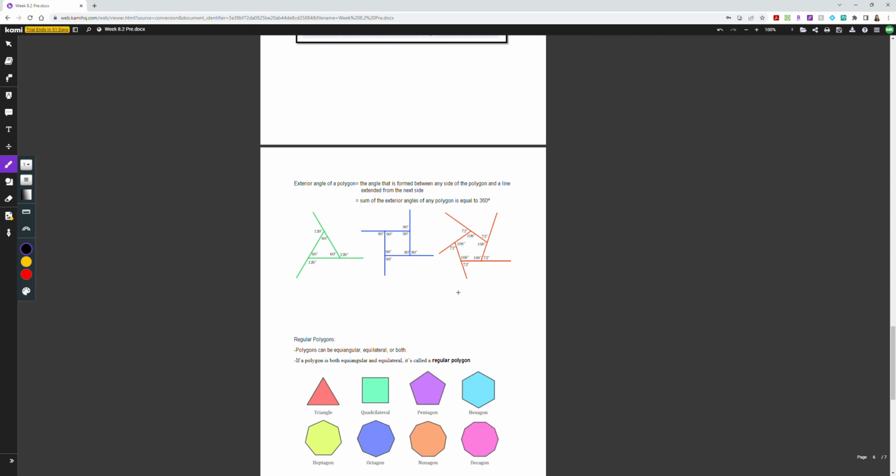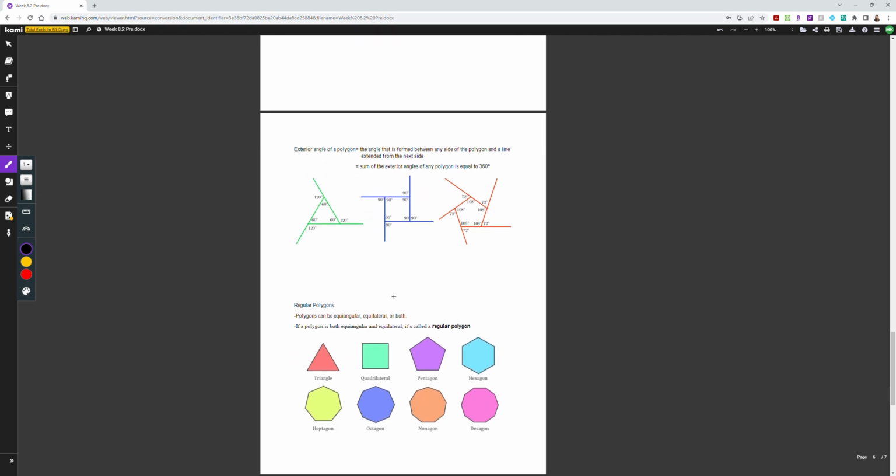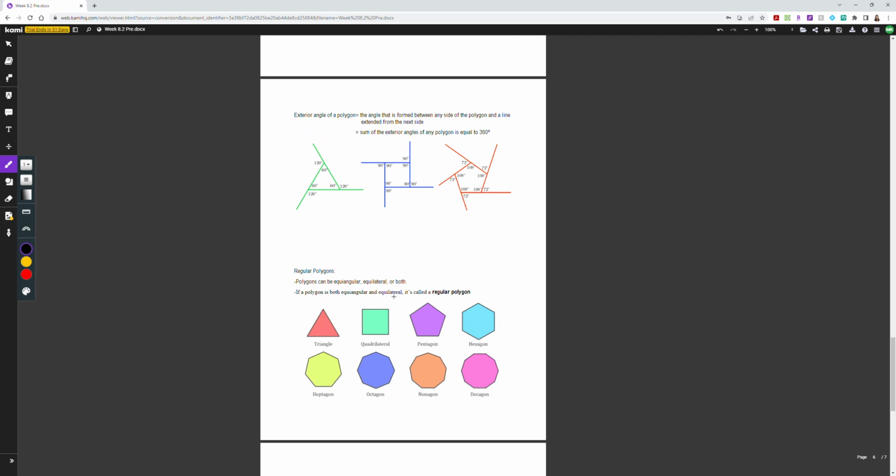Now, we can also find the exterior angle of a polygon, right? So essentially the exterior angle of a polygon is the angle that is formed between any side of the polygon and the line extended from the next side, right? And it's also given that the sum of the exterior angles of any polygon is equal to 360.